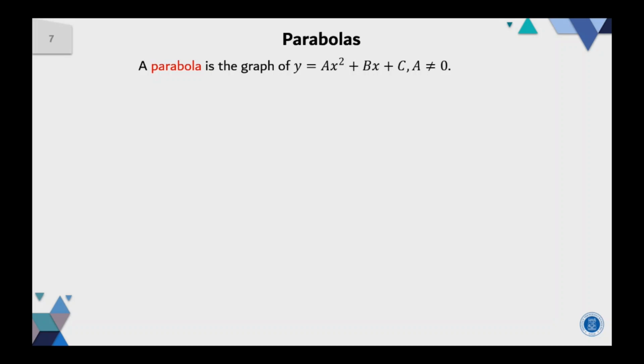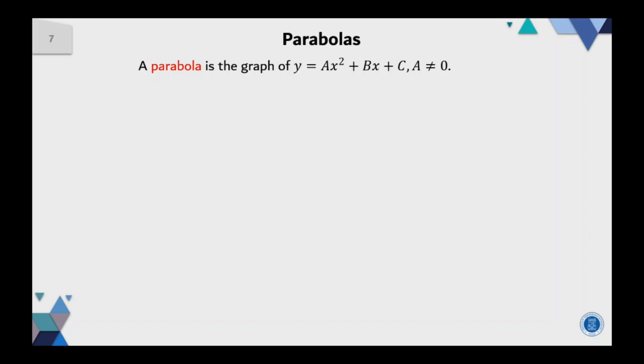All right, so there are some important graphs that you will find frequently in the future lectures. Here is one of them, which we call a parabola. A parabola is the graph of this function: ax squared plus bx plus c, where a is not equal to 0. When a is equal to 0, then it is not a parabola.